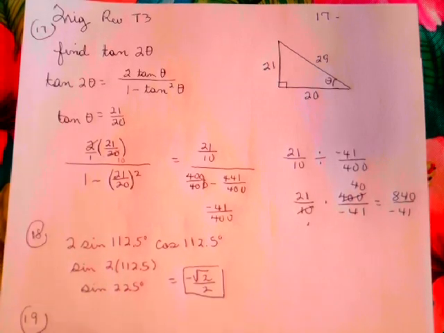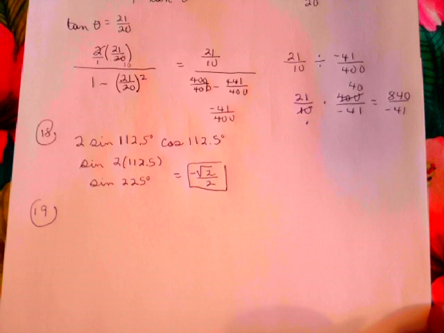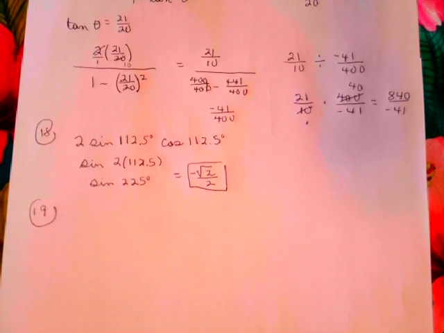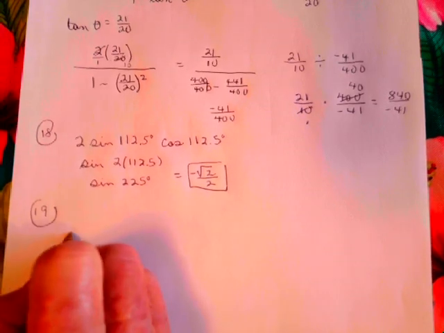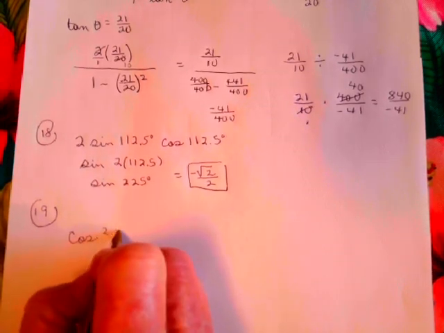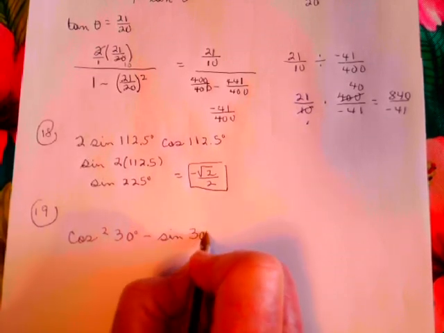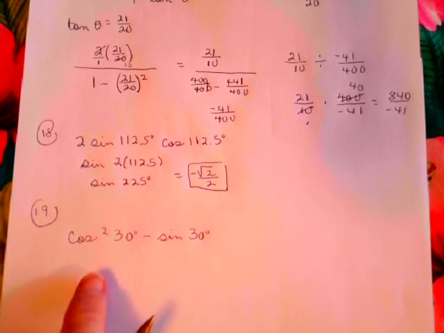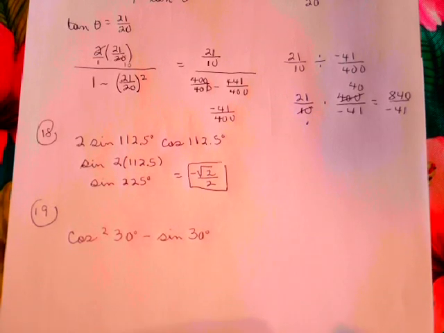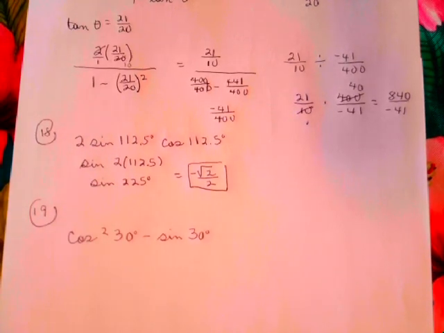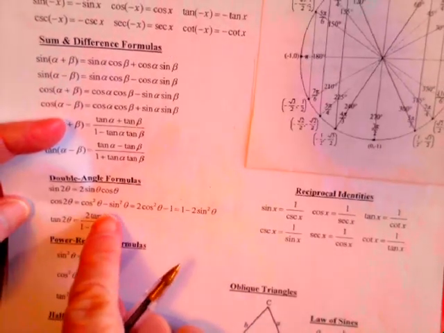Number 19. Same instructions. This time my problem is cosine squared of 30 degrees minus sine squared of 30 degrees. I want to write this as the sine, cosine, or tangent of a double angle, and then find the exact value of that. So they're telling me, hey, look at those double angle formulas. Which one of them is cosine squared minus sine squared?